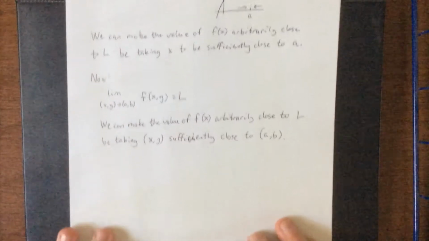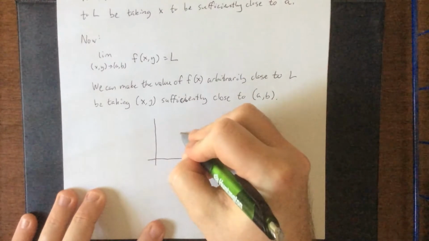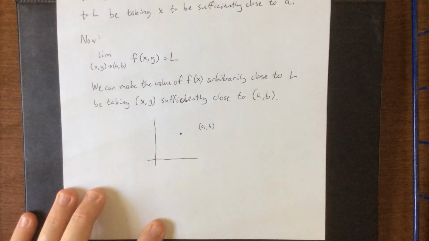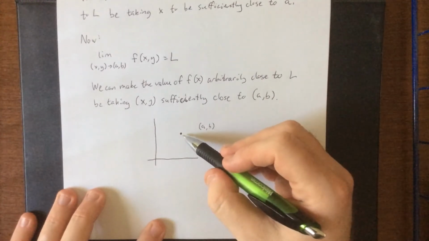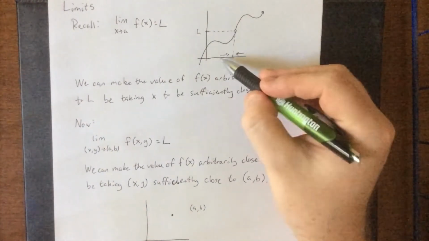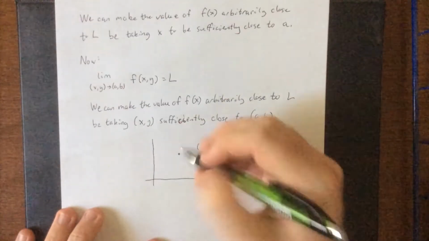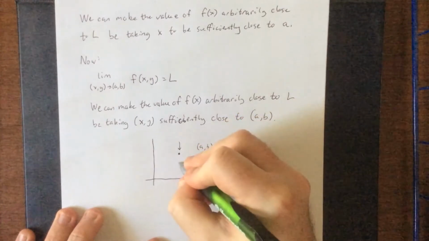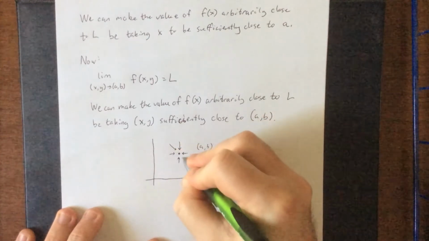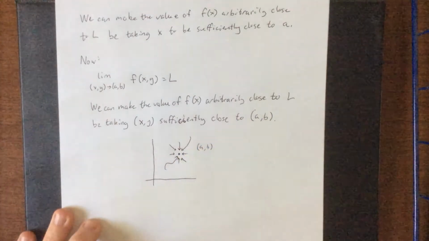Now here's the issue that we run into. If I wanted to consider the ordered pair a,b within the xy plane, there are lots and lots of different ways to approach this point when you have access to two dimensions. When you only have access to one dimension, as x approaches a, you can only approach from x less than a or from x greater than a. Down here, there are all sorts of different ways that you could approach this point. You could approach from above, from below, from the right, from the left, on a diagonal, on a parabola, on a cubic. There are lots of different ways to approach a given point.